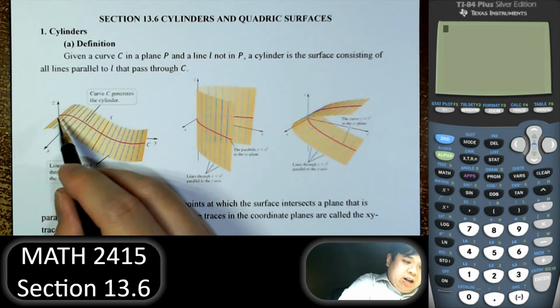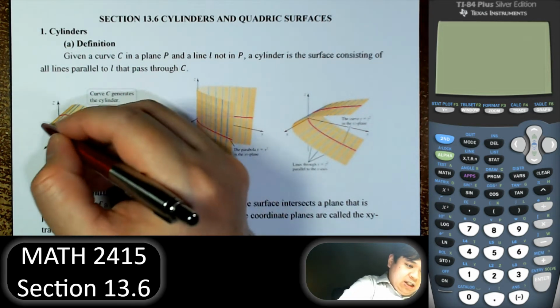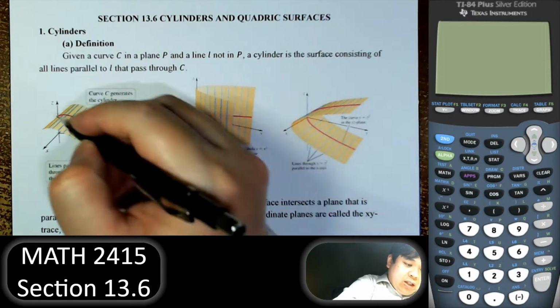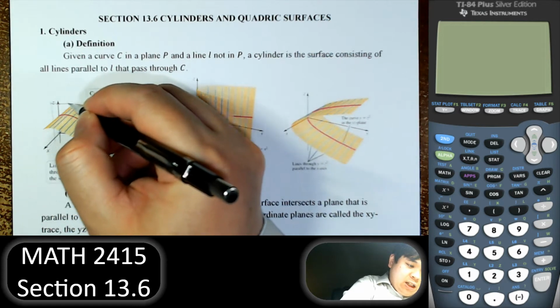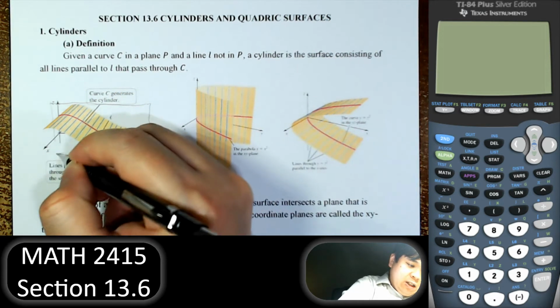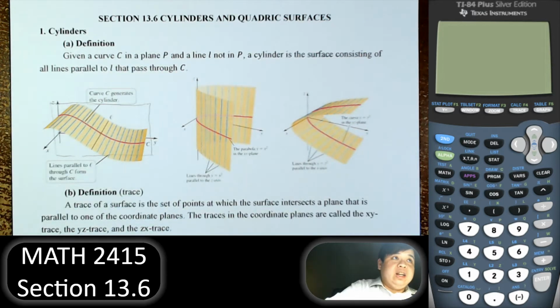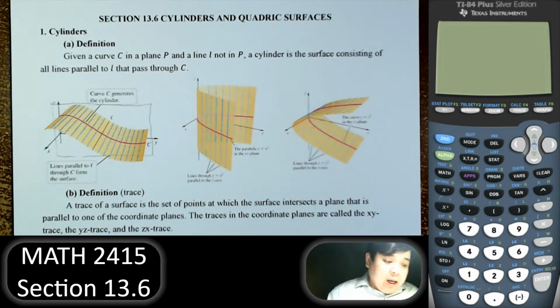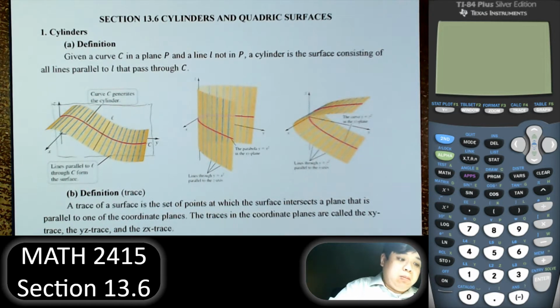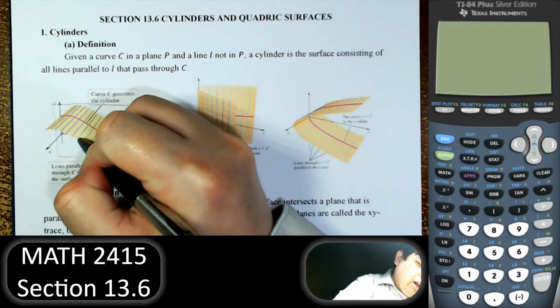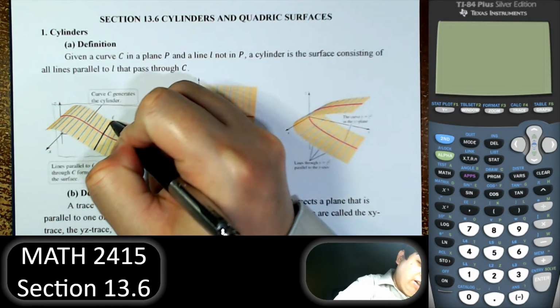So first we will have a curve C, and the curve C is on the plane. So let's say this is the plane that contains C. Let's say the curve is in that plane, and then we have a line L that is not on the plane P. So we have a plane like this, and then we have a line, let's say this one is L.